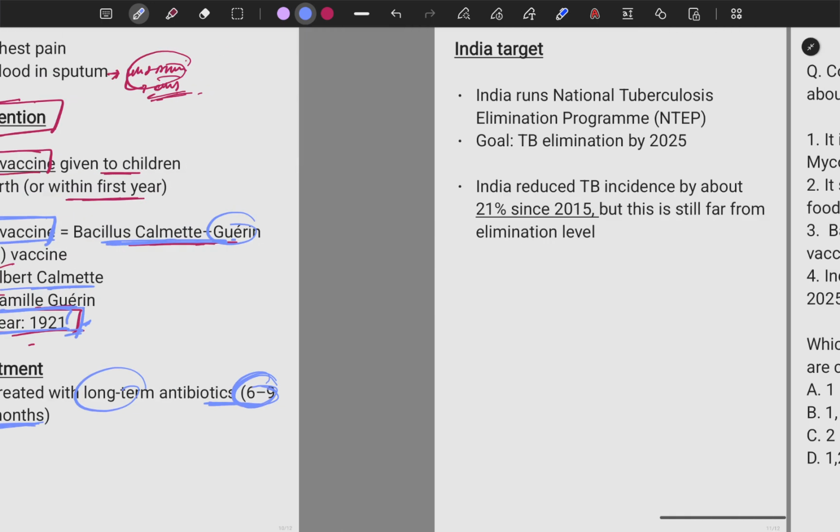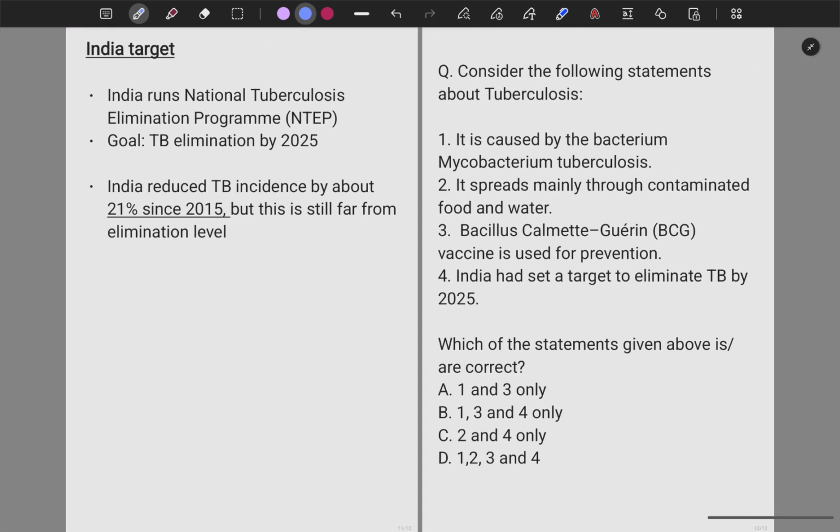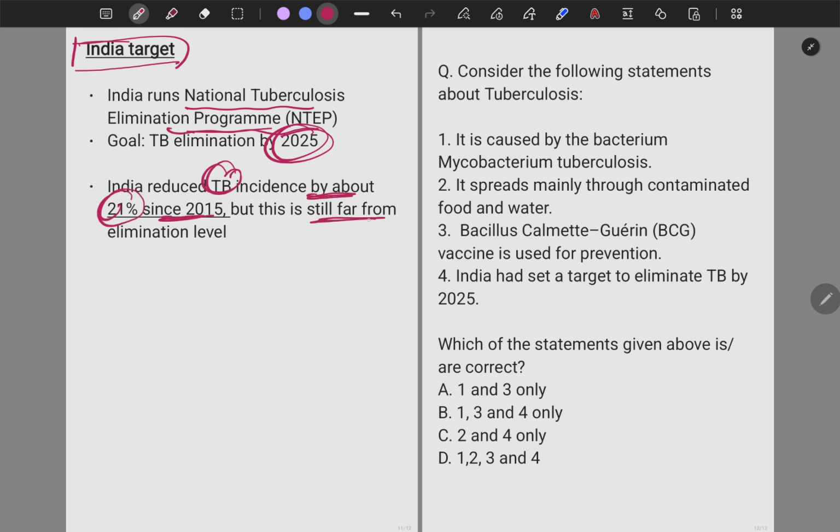Let's now move on to the question regarding tuberculosis itself. Before we start discussing the question, there is a factual information that India had set an earlier target of eliminating TB by 2025 under the National Tuberculosis Elimination Program. But has India achieved this target? The answer is no. India reduced TB incidence by about 21% since 2015, but this is still far from elimination level. So this target has not yet been achieved.